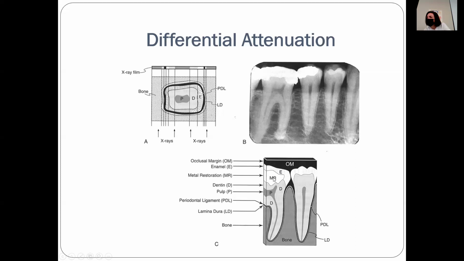I guess this is just a drawing that shows the different pulp, dentin, periodontal ligament, and the occlusal margin. So it's just naming the different parts of the structure in a drawing instead of an actual real X-ray.